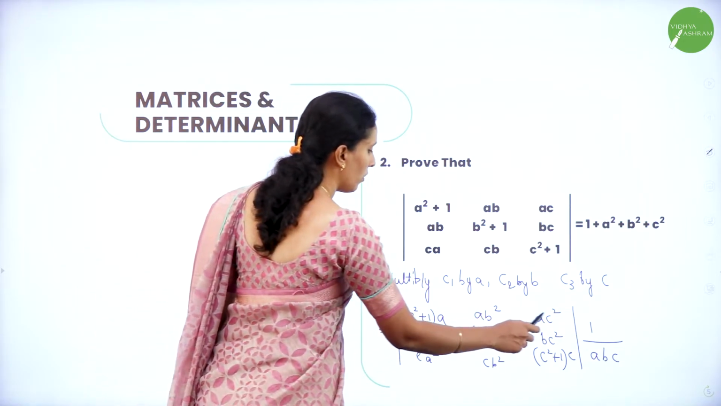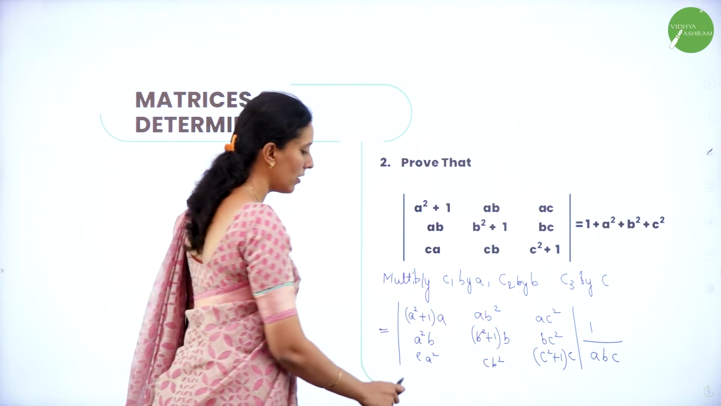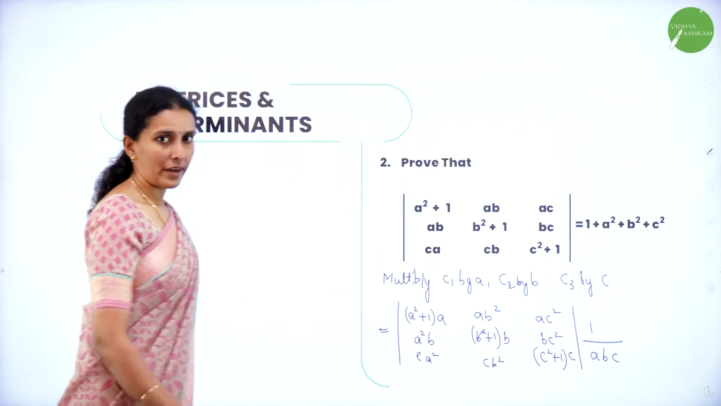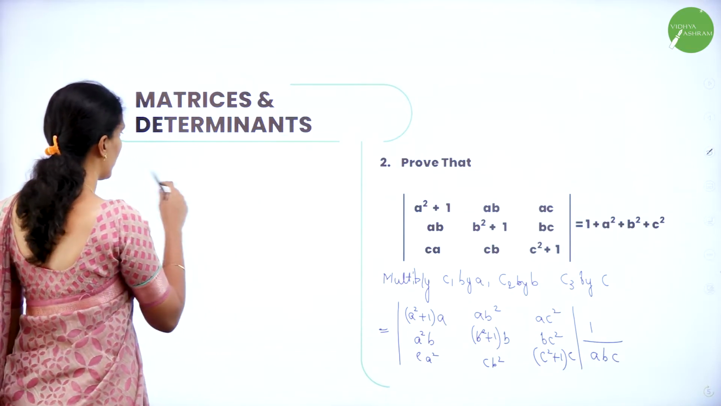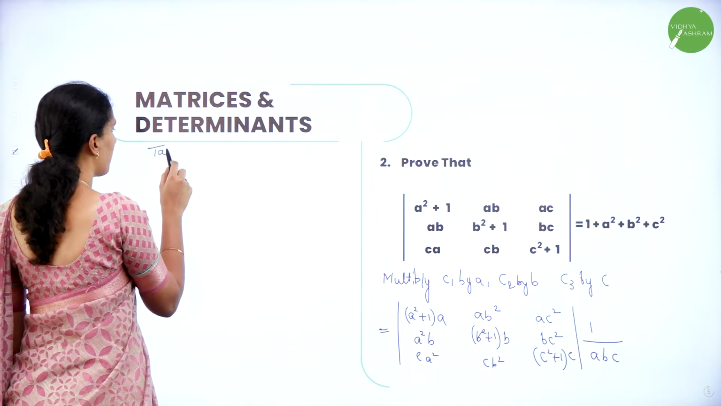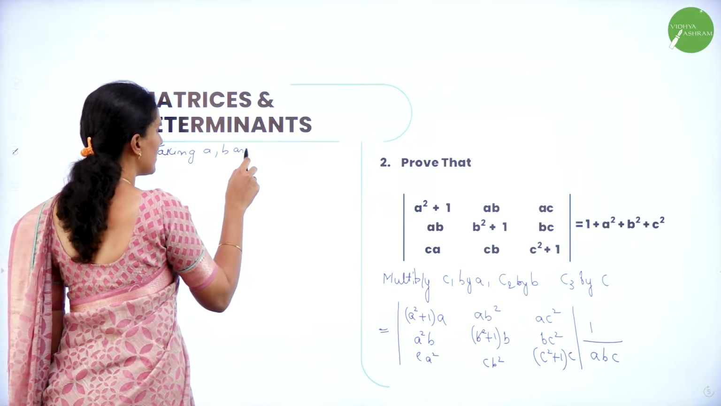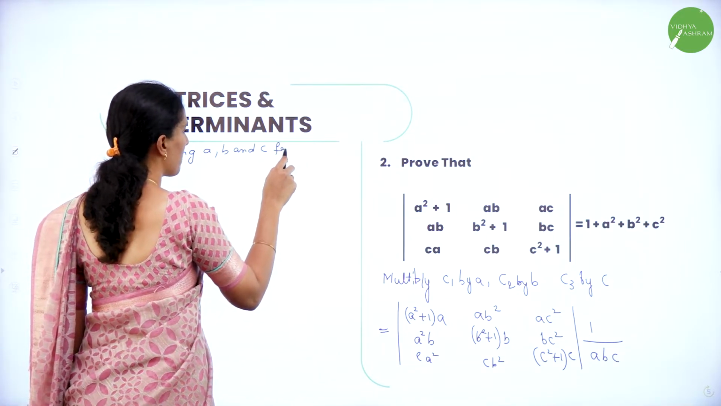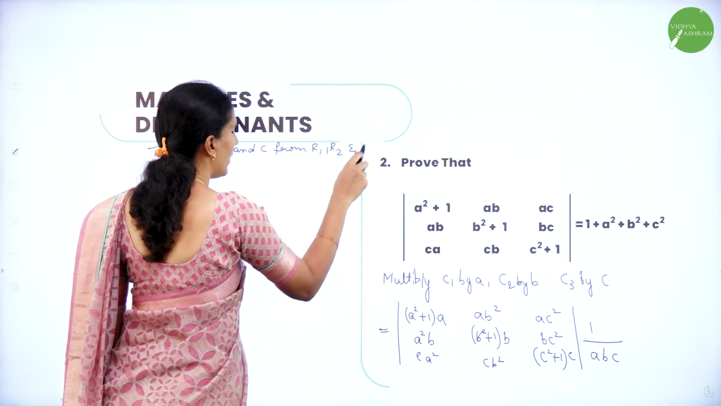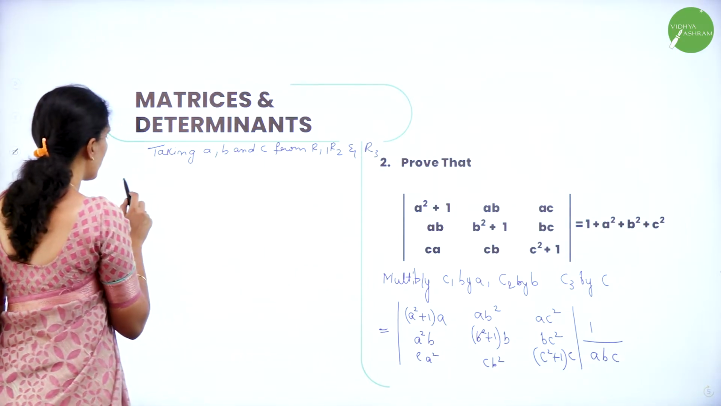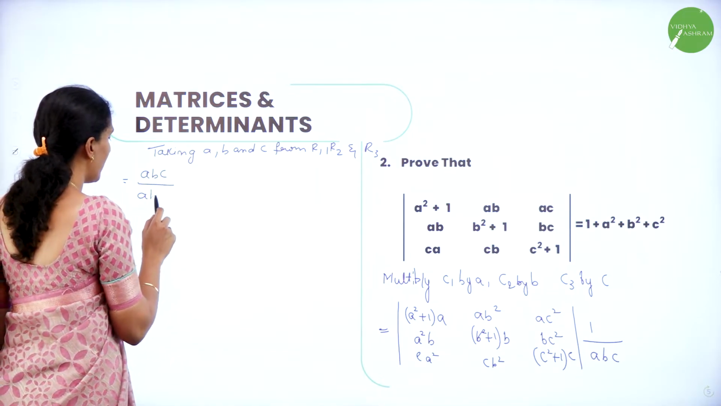Now, consider rows. Look at the first row, A is a common factor. Second row, B is a common factor. Third row, C is a common factor. Again, taking A, B and C from R1, R2 and R3, so you can take A, B, C as a common factor. Outside you already have A, B, C.